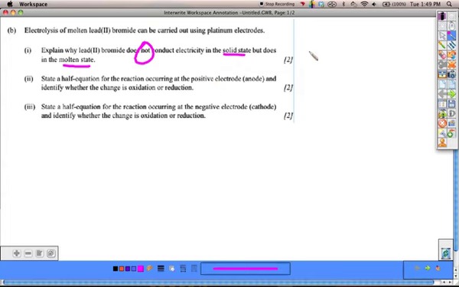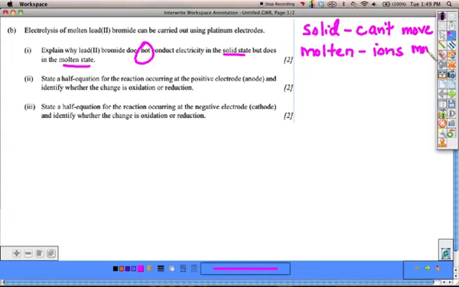And why is that? So when it's in its solid state, the ions can't move. They're in their crystalline structure, they're not free to move around. When they are molten, so basically a liquid, they can move around. So the ions of the lead 2 and the bromine are able to move. And when we have ions that can move, we can conduct electricity.